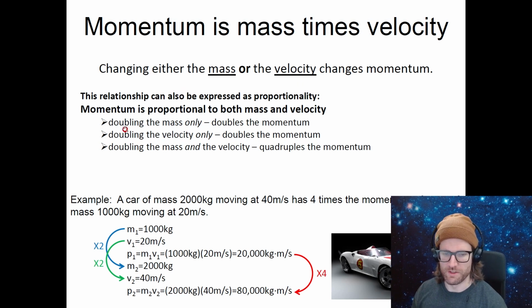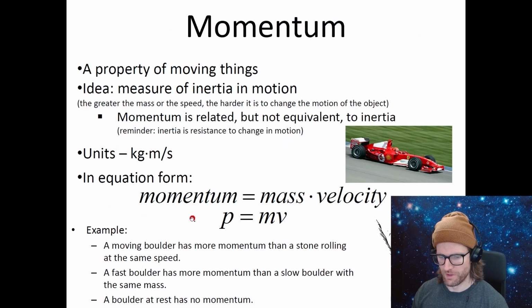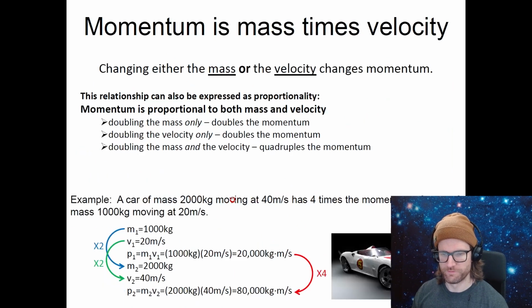Okay, so doubling mass only doubles momentum, or doubling velocity only doubles momentum, or doubling mass and velocity at the same time quadruples momentum. And that comes from P equals mv. So a car of mass 2,000 kilograms moving at 40 meters per second has 4 times the momentum of a car of mass 1,000 kilograms moving at 20 meters per second, because they're both doubled. Twice the mass, twice the speed, 4 times the momentum.